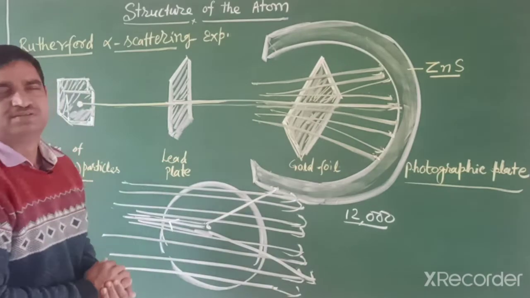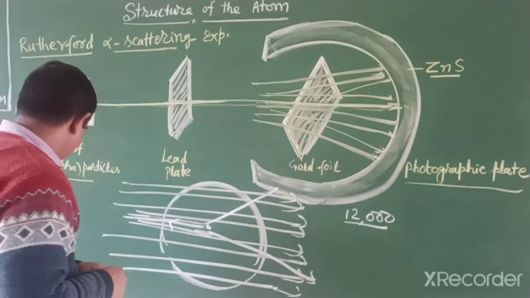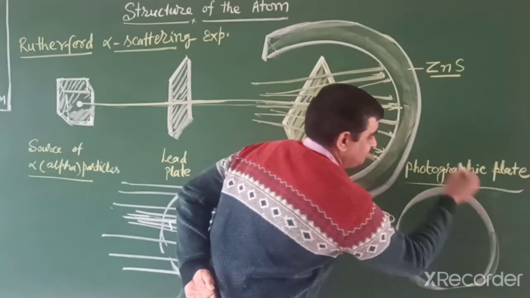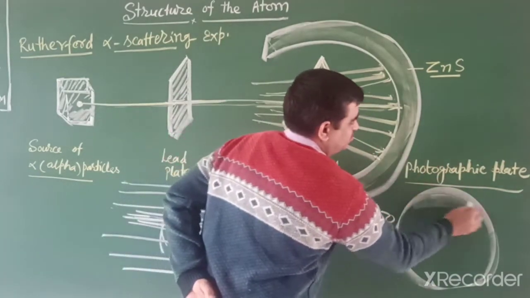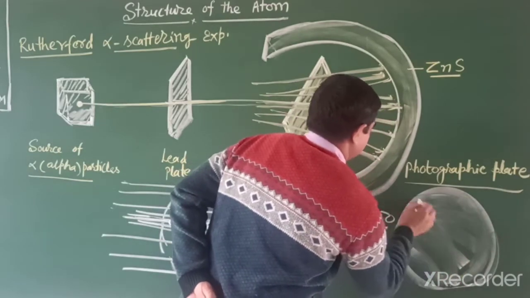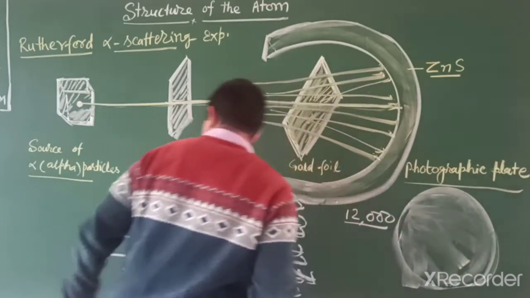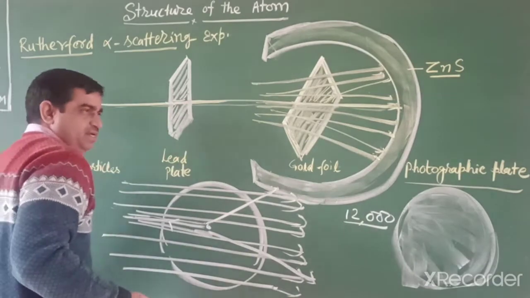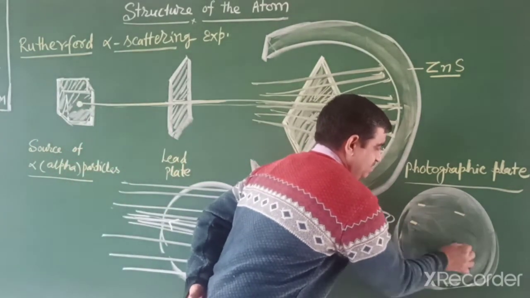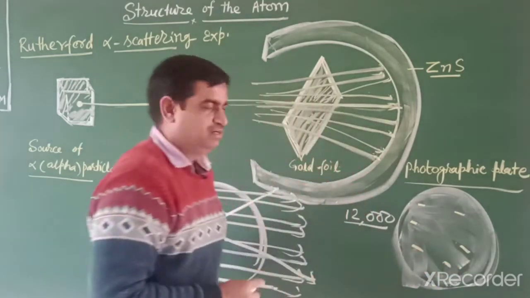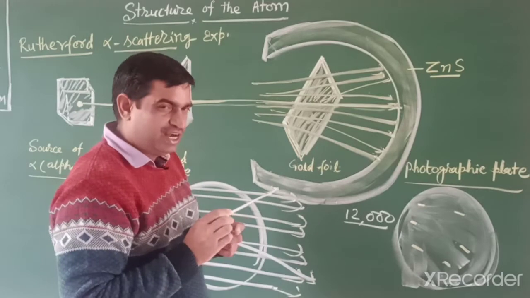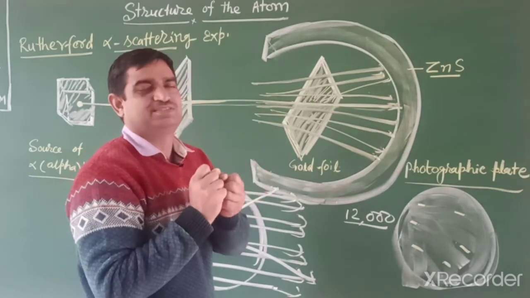It means the Thomson model is not correct. Why? The Thomson model is like this: the positive part is equally distributed and the negative part is embedded in it. Because the positive part and the alpha particle both have the same charge, there should be a slight deflection.